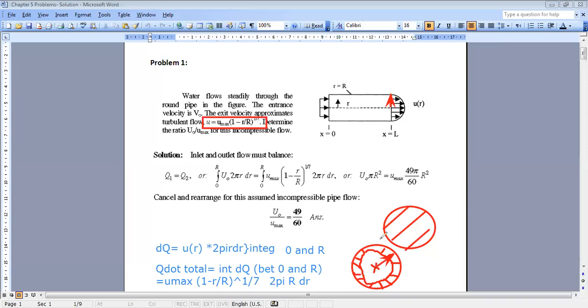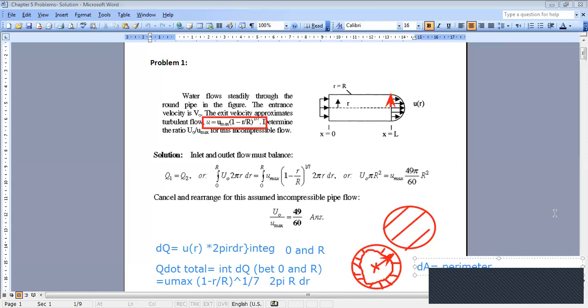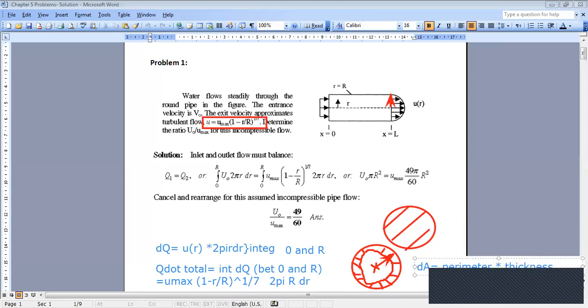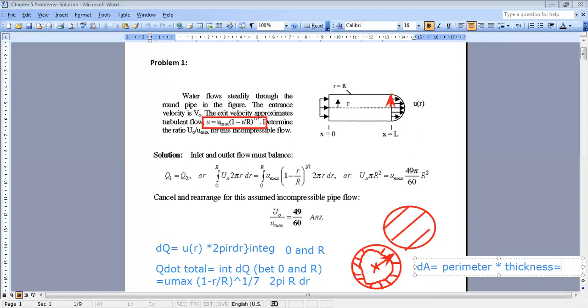Now, if you want to calculate this elementary area, dA, what should you do? dA is the perimeter times the thickness. What is the perimeter here? It's equal to 2 pi r. And the thickness of this element is dr.